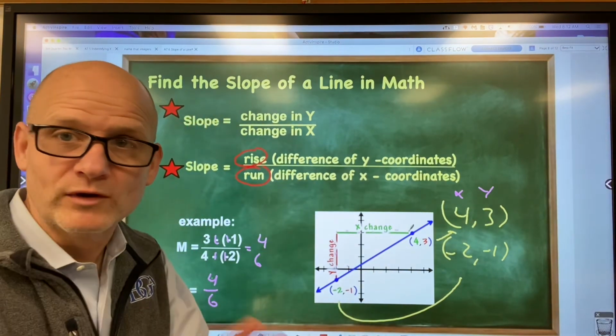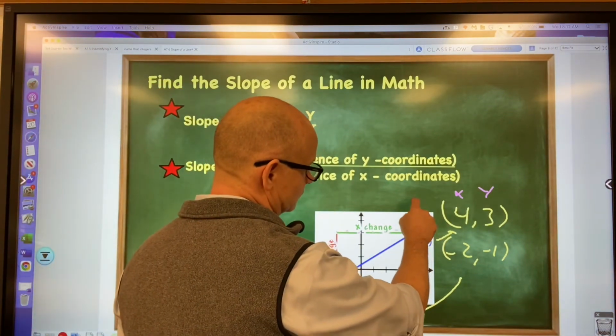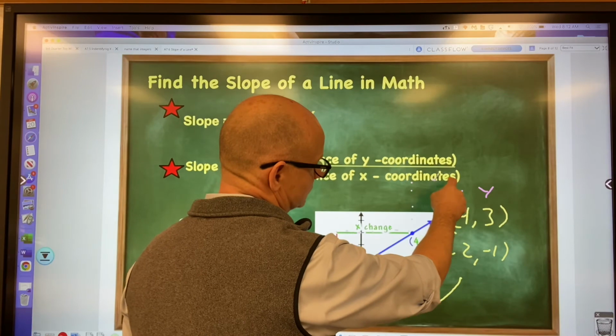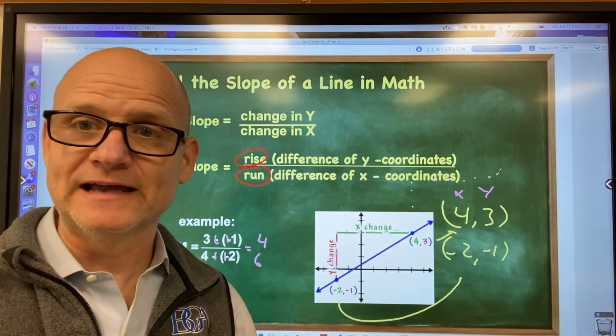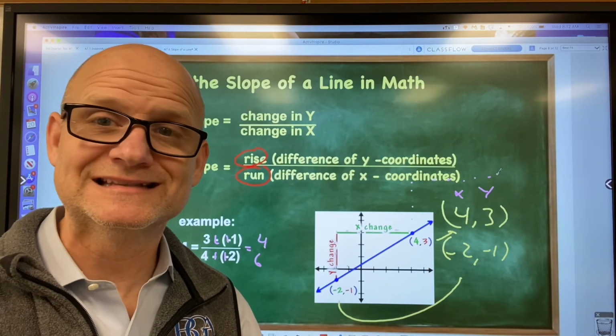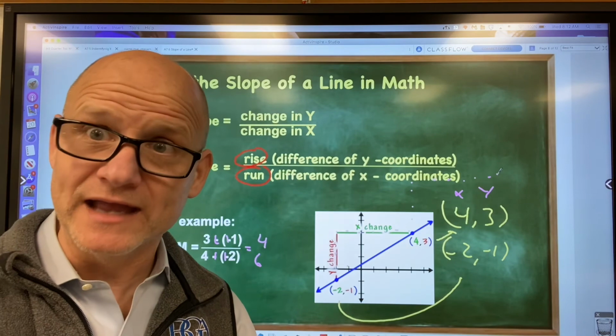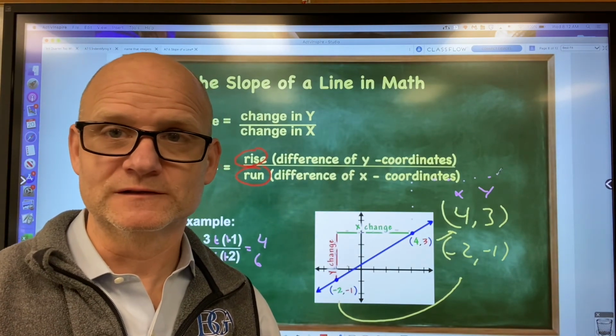And you can plot another point by doing the rise over run. I could do another one by going 1, 2, 3, 4, and then 1, 2, 3, 4, 5, 6, and plot another point, okay? But that's how you find the slope of a line, by taking the rise over the run. The rise is the difference of the y coordinates, and the run is the difference of the x coordinates, okay?